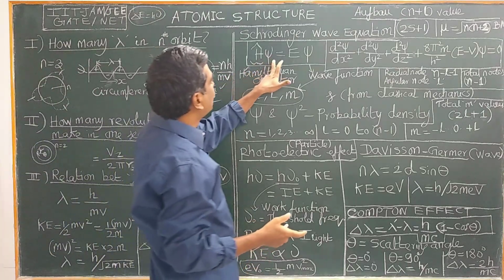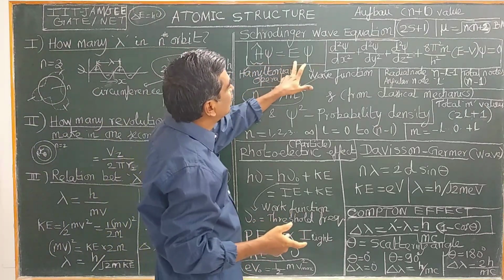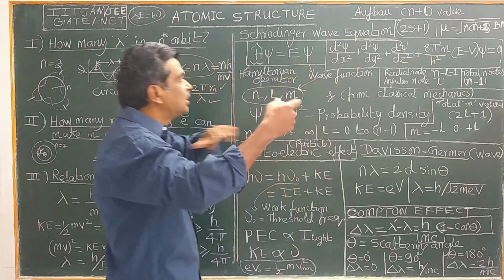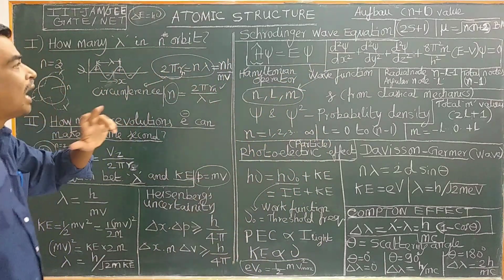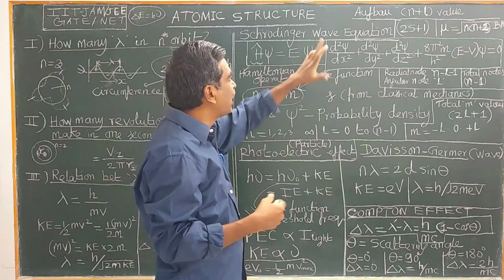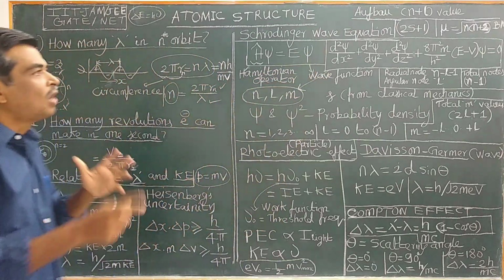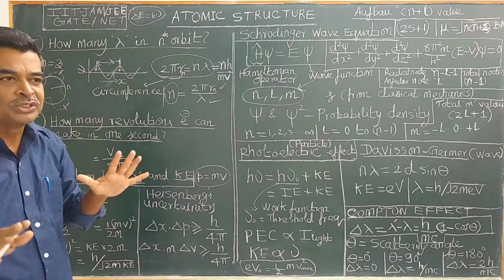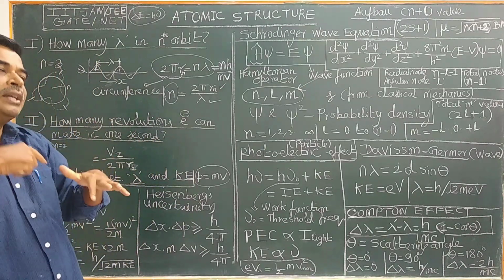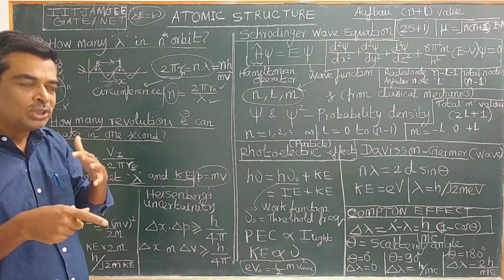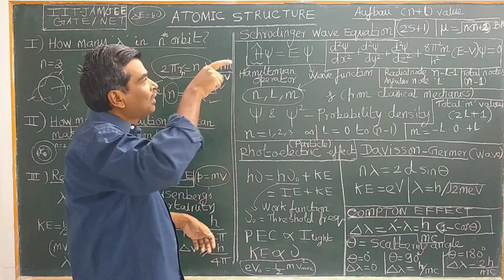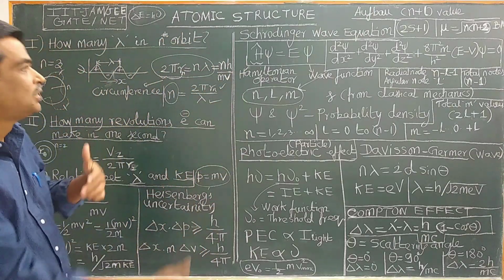When it operates on a function psi, it gives the energy values, the energy levels of hydrogen atoms, and the observed value and the wave function. What is a wave function? It is often asked. A wave function is nothing but a mathematical function used to describe the state of the system, or the motion of the electron in the hydrogen atom.